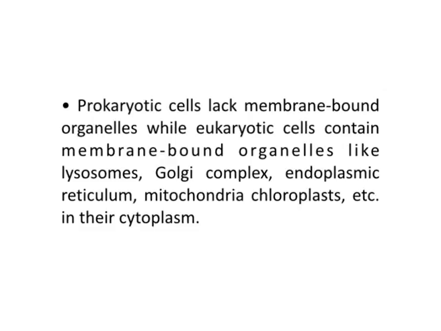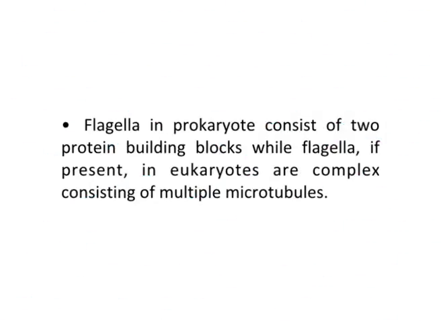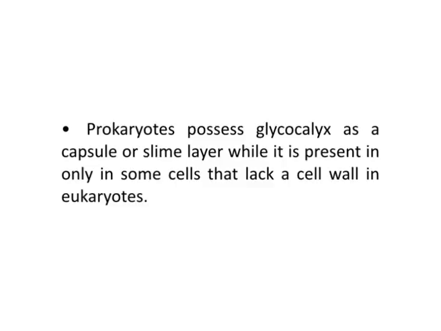The third feature is prokaryotic cells lack membrane-bound organelles, while eukaryotic cells contain membrane-bound organelles like lysosomes, Golgi complex, endoplasmic reticulum, mitochondria, chloroplast, etc. in their cytoplasm. The next feature is flagella in prokaryotes consist of two protein building blocks, while flagella, if present in eukaryotes, are complex, consisting of multiple microtubules. The next feature is prokaryotes possess glycocalyx as a capsule or slime layer, while it is present only in some cells that lack a cell wall in eukaryotes.